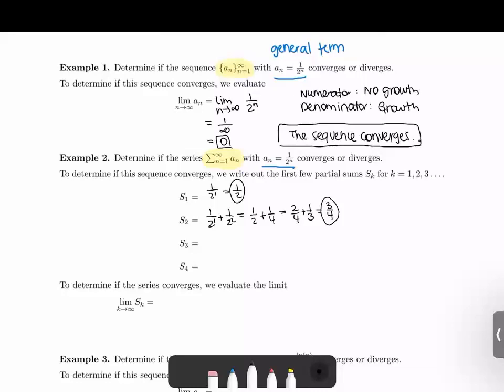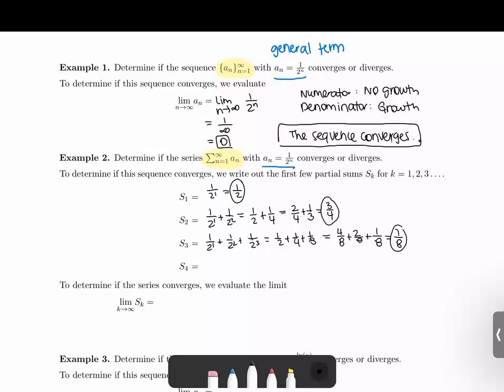So next, we have our S3, which means that we're adding up the first 3 terms in my summation. So that's going to be 1 over 2 to the 1 plus 1 over 2 squared plus 1 over 2 cubed, which is 1/2 plus 1/4 plus 1/8. So again, to add these, we need to find a common denominator, and that's going to be 8. So we have 4 over 8 plus 2 over 8 plus 1 over 8, which is 7 over 8.